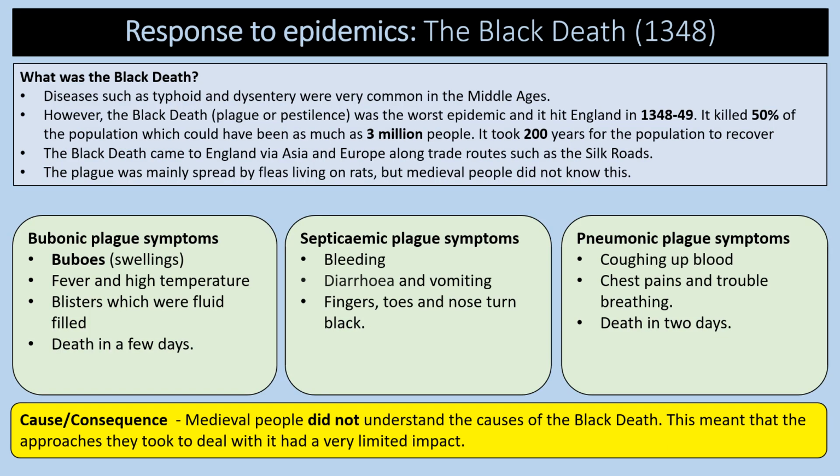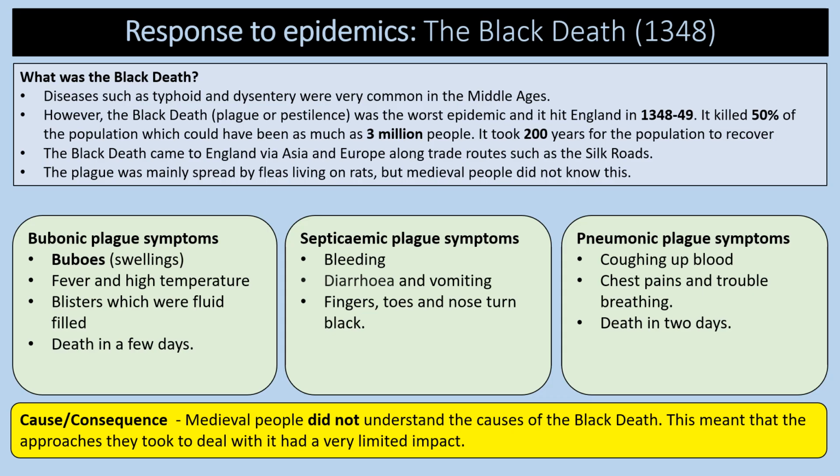Okay, so we're now going to look at responses to epidemics and look at the Black Death of 1348-49. Diseases such as typhoid and dysentery were very common in the Middle Ages, but the Black Death, known as the plague, or medieval people called it the pestilence, was the worst epidemic, and it hit England in 1348-49, and it killed 50% of the population, which could have been as much as 3 million people. It took 200 years for the population to recover.